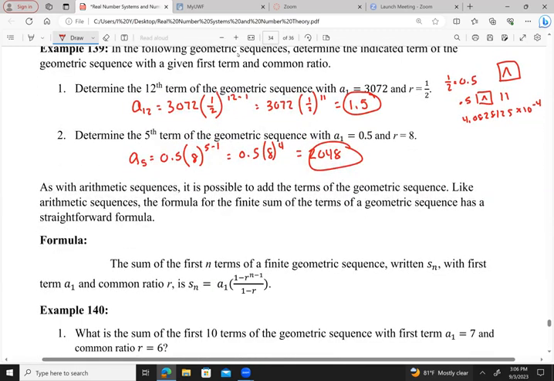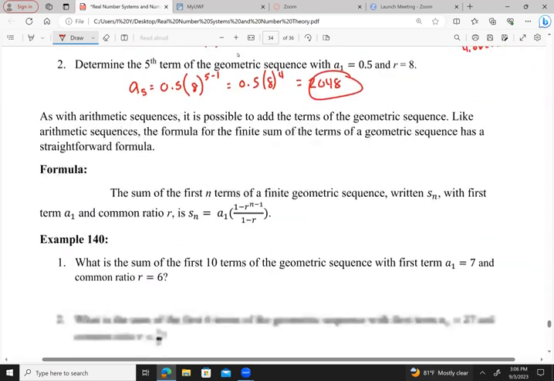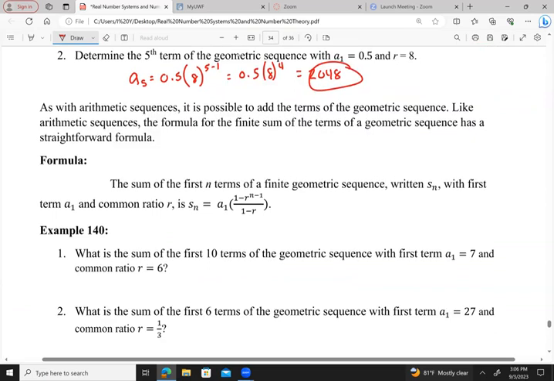Okay, as with arithmetic sequences, it is possible to add the terms of a geometric sequence. The finite sum of terms of a geometric sequence has a straightforward formula. The sum of the first n terms of a finite geometric sequence, written S sub n, with first term a sub 1 and common ratio r, is S sub n equals a1 times 1 minus r to the n, over 1 minus r.